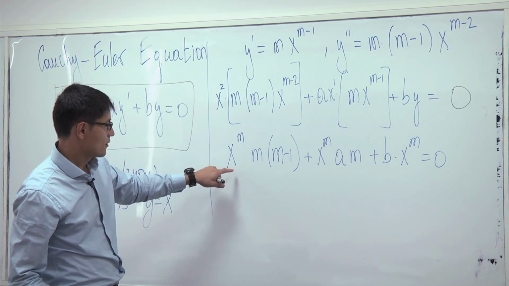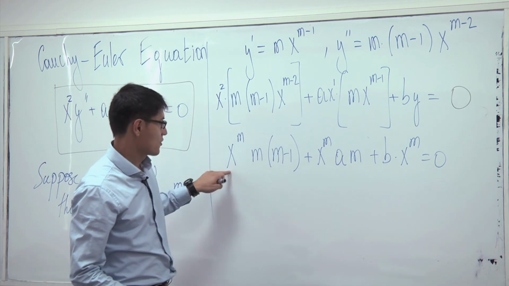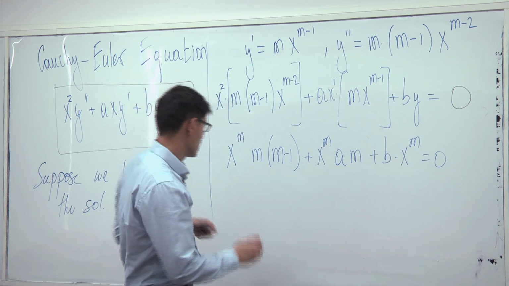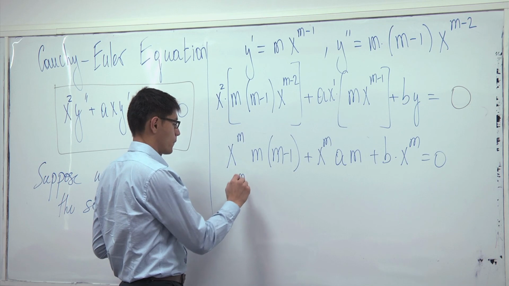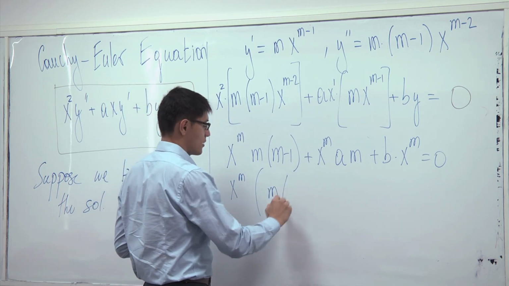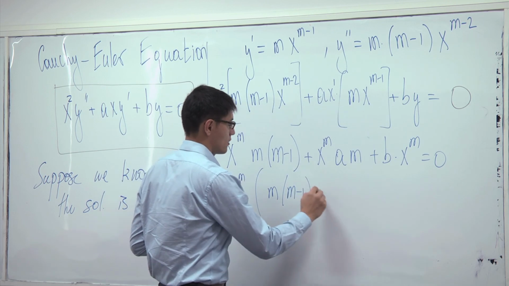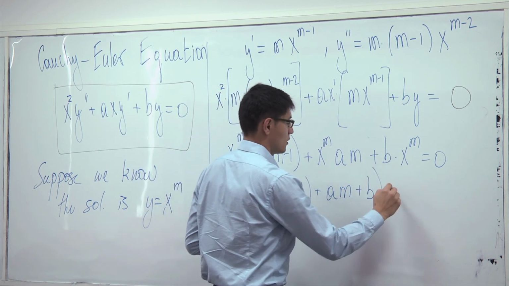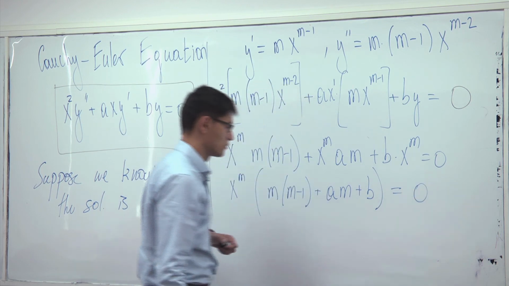Now, notice that this term has x to the m, this term has x to the m, and this term has x to the m. Let's factor out x to the m. So if I factor out x to the m, I'll get m times m minus 1 plus am plus b. And that has to be equal to 0.